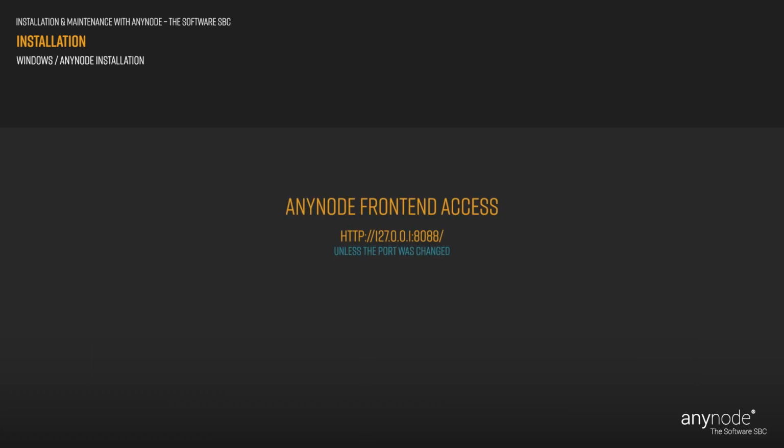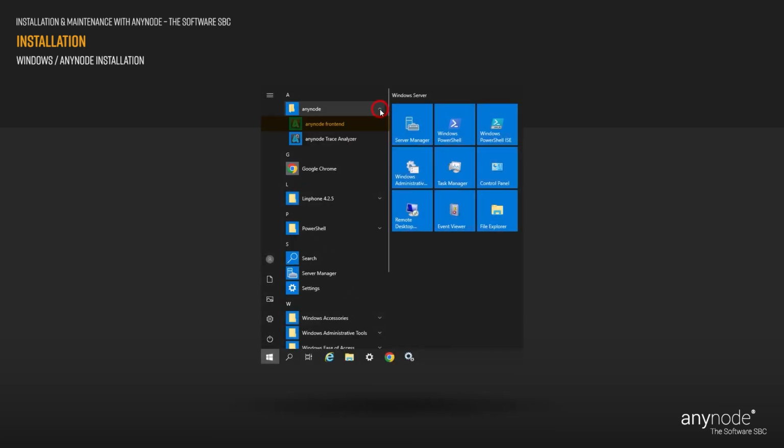On Windows, you can always use the URL http://127.0.0.1:8088 to access the anynode frontend. For quick access to the anynode frontend, the anynode Frontend app is available in the Windows Start menu.